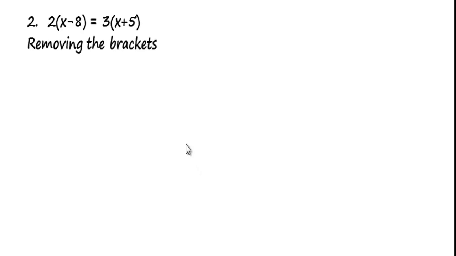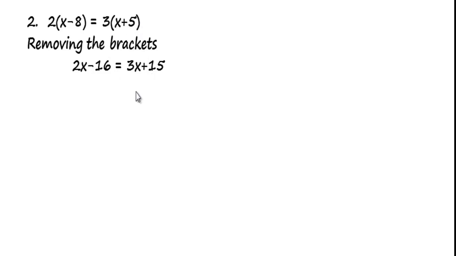Now, number 2. 2x, 2 open bracket x minus 8 close bracket equals 3 open bracket x plus 5 close bracket. Now remove the bracket. First thing first, removing the bracket, you are going to have 2x minus 2 times 8, which is minus 16, equals 3 times x, which is 3x, plus 3 times 5, which is 15.